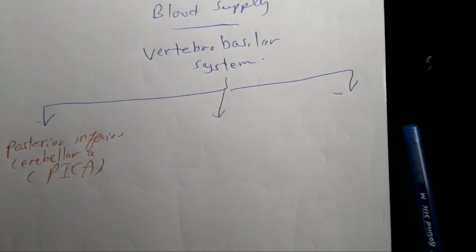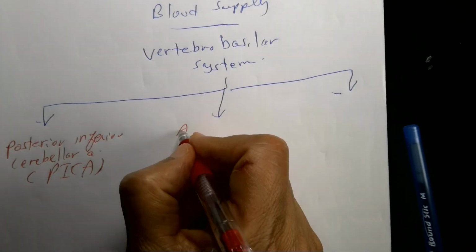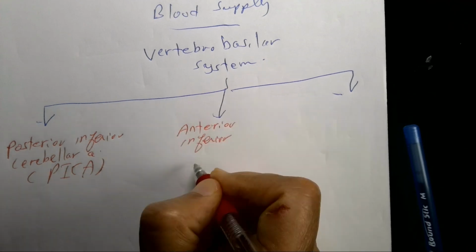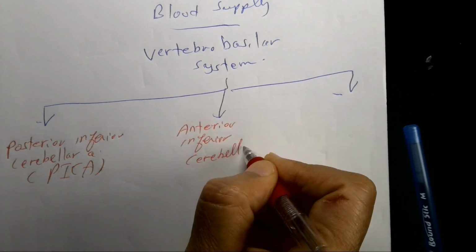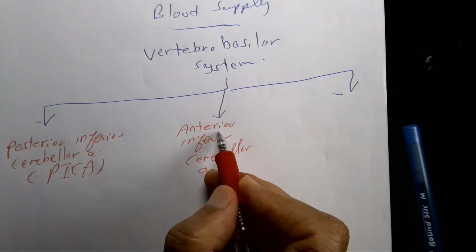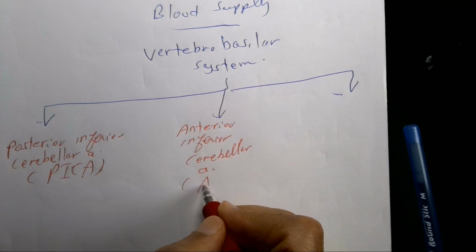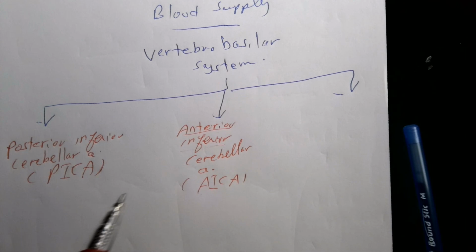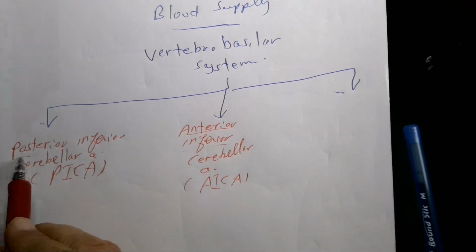Then the anterior inferior cerebellar artery, or AICA. From the name, this is the anterior part of the inferior surface of the cerebellum, and this one supplies the posterior part of the inferior surface of the cerebellum.